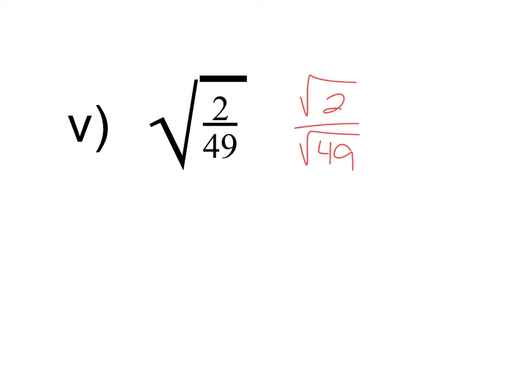So what's the square root of 2? Well, that's an irrational number. But what's the square root of 49? Well, that turns out to be 7. So then, can you leave the square root in the numerator? Yes. If it was in the denominator, we would have to do some craziness, but we're not going to. So this will be your answer.